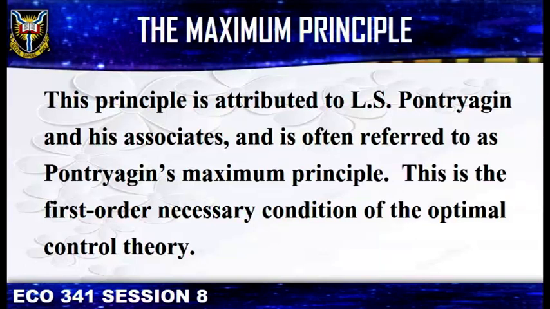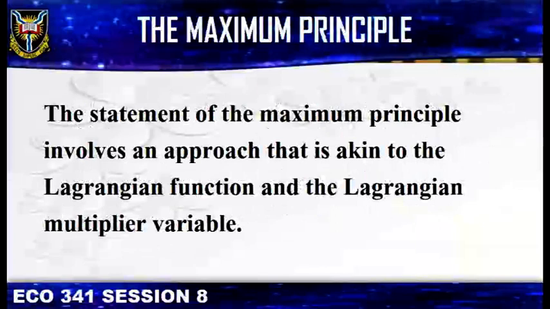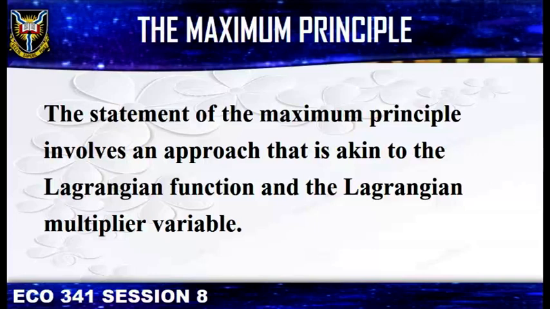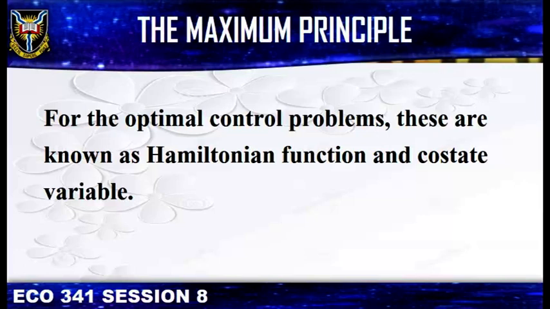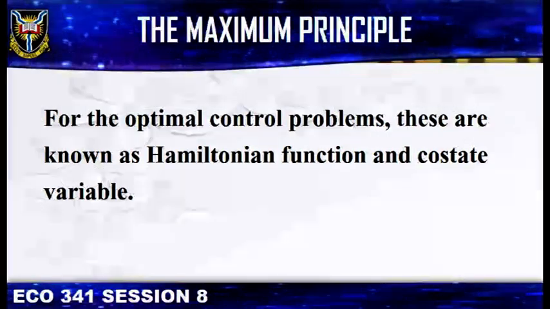The maximum principle. This principle is attributed to L.S. Pontryagin and his associates and is often referred to as Pontryagin's maximum principle. This is the first order necessary condition of the optimal control theory. The statement of the maximum principle involves an approach that is akin to the Lagrangian function and the Lagrangian multiplier variable. For optimal control problems, these are known as the Hamiltonian function and co-state variable.